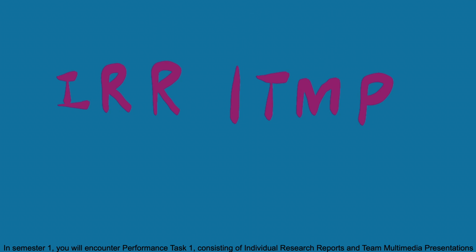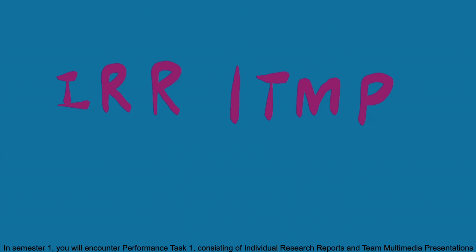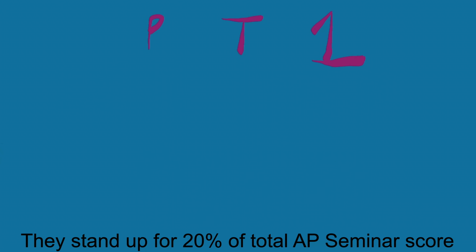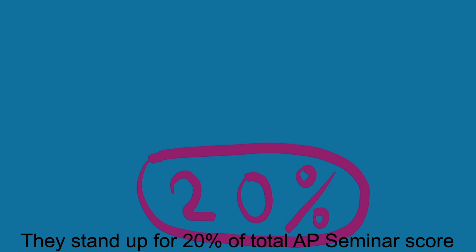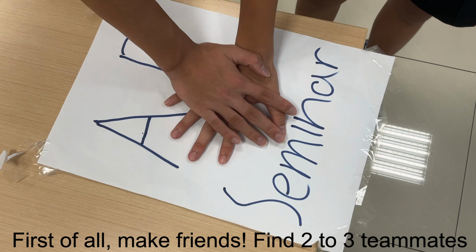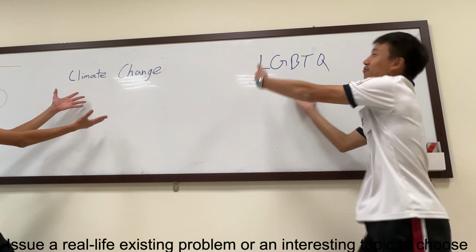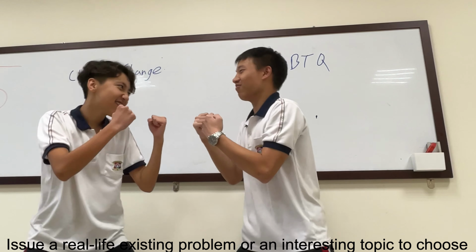In Semester 1, you will encounter Performance Task 1, consisting of individual research reports and team multimedia presentations. They make up 20% of the total AP Seminar score. First of all, make friends. Find 2 to 3 teammates. Choose a real-life existing problem or an interesting topic.